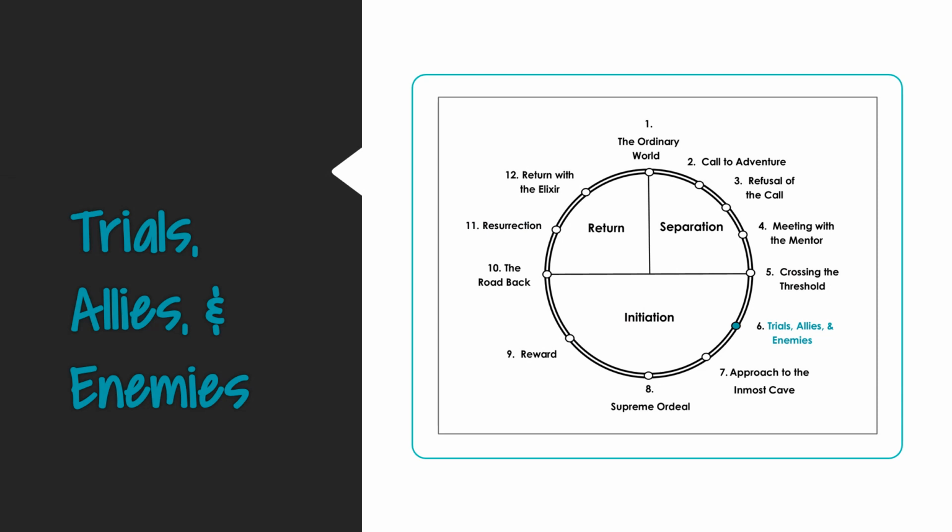During the Trials, Allies, and Enemies stage, our hero must prove that they are actually a hero and learn the rules of the special world. This is the first stage of the initiation. Our hero will make allies and enemies alike and often forms a party as they head to the location of the ordeal. This is often the most winding part of the journey, and the research process is no different.